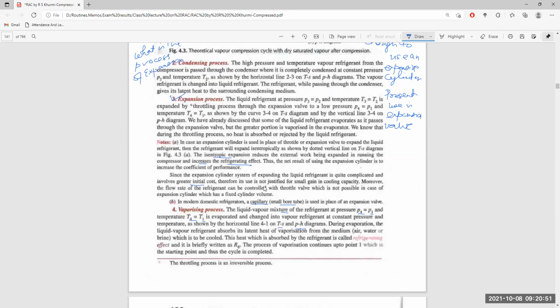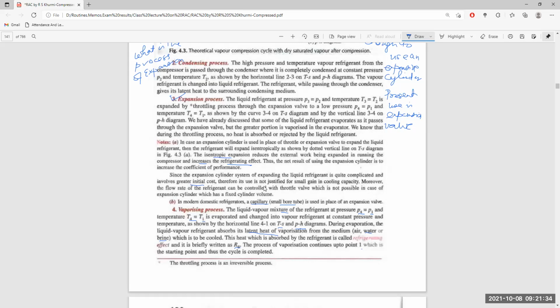During the evaporation, the refrigerant absorbs latent heat, as we have just told you, generally from the medium, which can be air, a free atmosphere inside the refrigerator or inside an air conditioned room. It can be water also, or brine water. Brine water is salted water which has a low melting point or low vaporizing point, and it can cool the whole system. But generally nowadays, the refrigerant alone is used to make the refrigerating effect. So this portion is written as RE, the process of vaporization up to point 1, which is the starting point, and the cycle is complete.